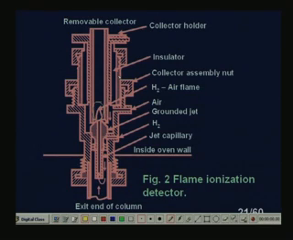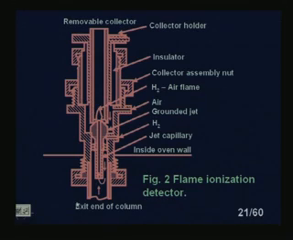Okay. Now, this flame ionization detector responds only to substances that produce charged ions when burned in a hydrogen air flame. So, that is the most important thing. In an organic compound, the response is proportional to the number of oxidizable carbon atoms. So, these are the basic principles of the flame ionization detector.